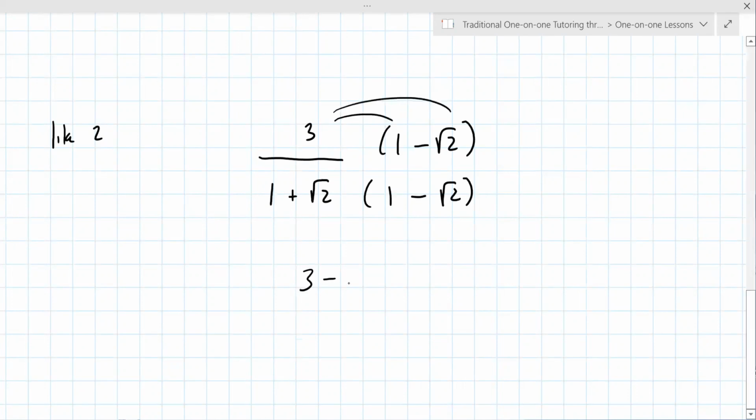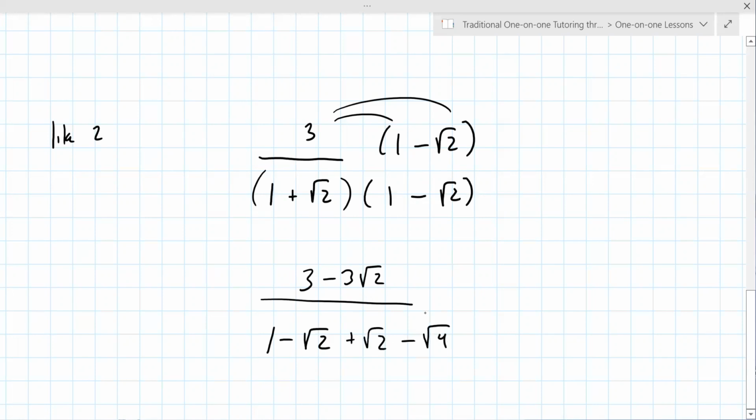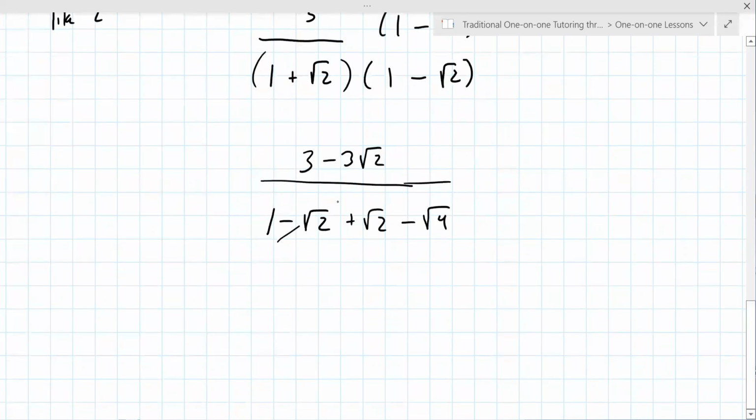So in the top, you distribute to both. So you get 3 minus 3 square root 2. On the bottom, though, you have to FOIL. So that's 1. And then the outer is minus square root of 2. The inner is positive square root of 2. And the last is minus the square root of 4. So these cancel. Square root of 4 is 2. So it's 1 minus 2, which is negative 1.